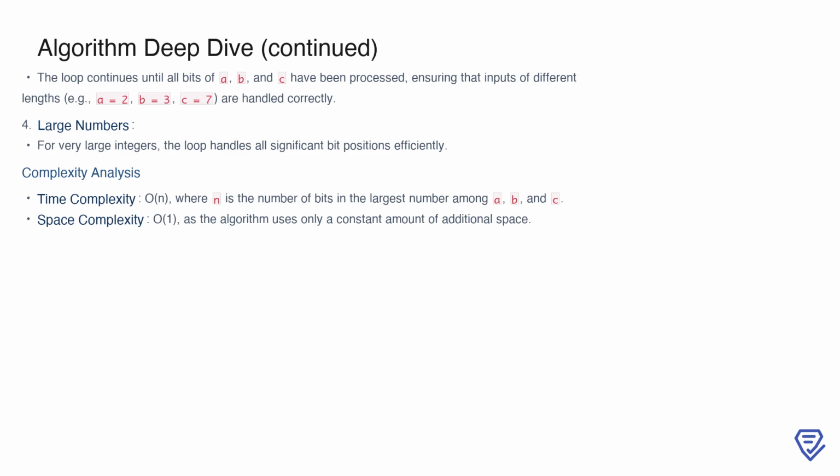In terms of complexity, the time complexity is O(n), where n is the number of bits in the largest input number. The space complexity is O(1), since no additional data structures are used, and the algorithm relies solely on a few variables. This makes the solution both time-efficient and space-efficient for practical scenarios.